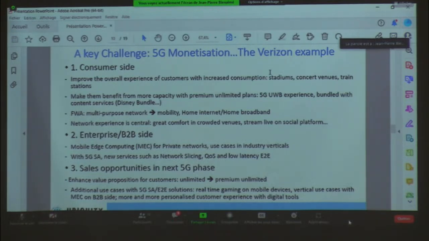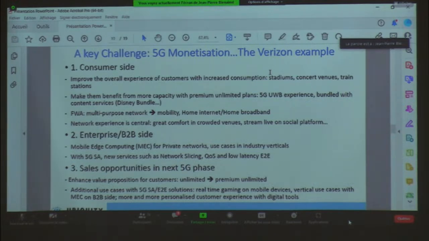I've taken an example presented by the Chief Revenue Officer of Verizon, his means for 5G acceleration and 5G monetization. On the consumer side, improve the overall experience of consumers with increased consumption in some venues such as concert stadiums and train stations, making them benefit from more capacity with premium unlimited plans bundled with content services, such as, for instance, the Disney bundle. Fixed wireless access is also highly chosen. Network experience is central, with comfort and capacity in crowded venues.